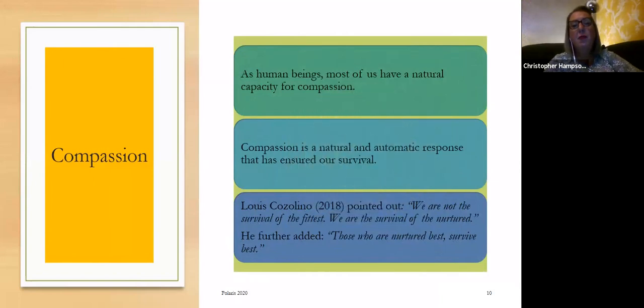As human beings, most of us have a natural capacity for compassion. Compassion is a natural and automatic response that has ensured our survival. Louis Cozzolino points out, we are not the survival of the fittest, we are the survival of the nurtured, further stating those who are nurtured best survive best.